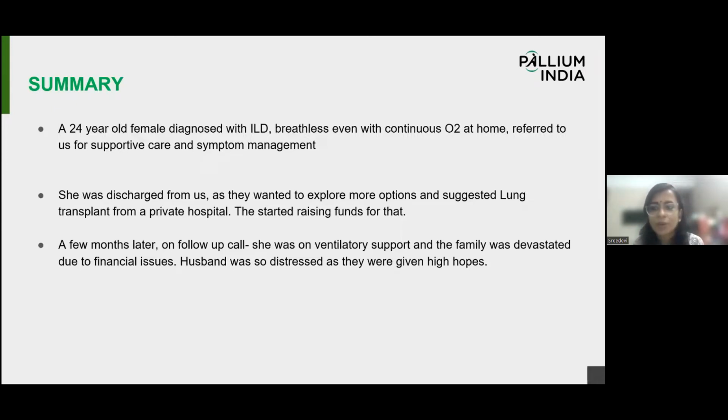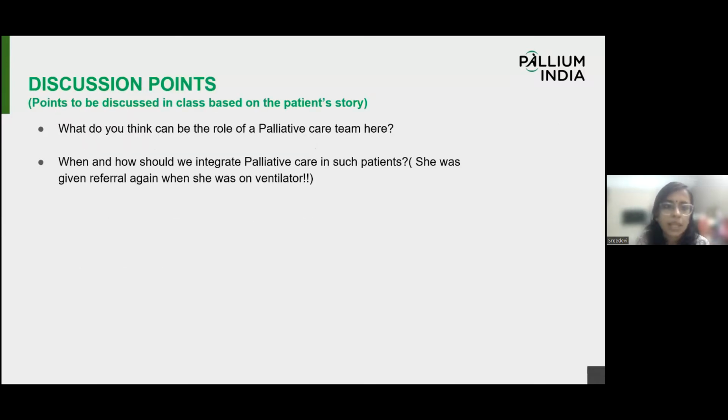They could not even think about it, but the husband did not want to give up if that is an option. So we do follow-up calls, even if they get discharged, just to see how they're coping with their life and how they're doing with their symptoms. On a follow-up call, we understood that she was on ventilatory support, and the family was totally devastated due to financial issues. The husband was literally living in that hospital. He sounded really worried. He was so distressed, and still they were given high hopes that it might be a possibility to have a lung transplant. And we have covered most of it, when to integrate.